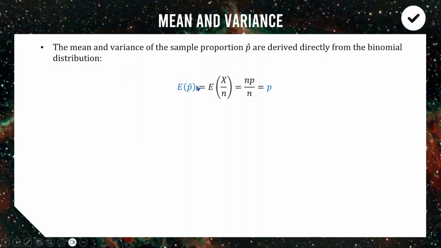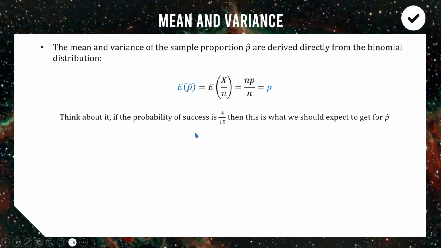So for our expected value of the sample proportion, the expected value is just p, which is the probability of success. Which makes sense, because if you told me that there were 4 students in my class smarter than me out of 15, that means that if I picked a bunch of kids, I would expect 4 out of 15 of them to be smarter than me. So the expected value of your sample proportion is just the probability of success.